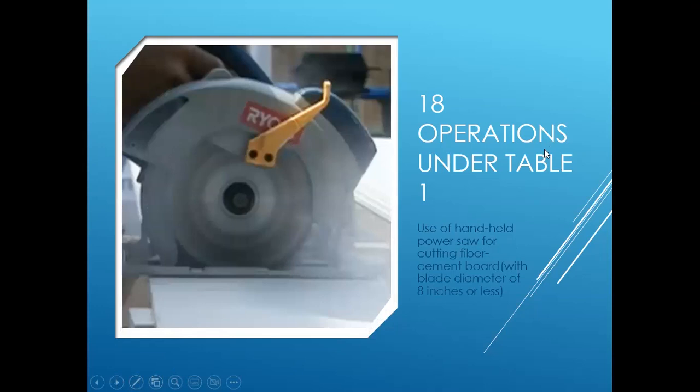Next is the use of a handheld power saw for cutting fiber cement board with a blade diameter of 8 inches or less. Engineering controls address that this task is performed outdoors only and requires the use of a commercially available dust collection system, and that dust collector must provide the airflow recommended by the tool manufacturer or greater and have a filter with a 99% or greater efficiency, that is a HEPA filter. There is no requirement for respiratory protection with this setup.